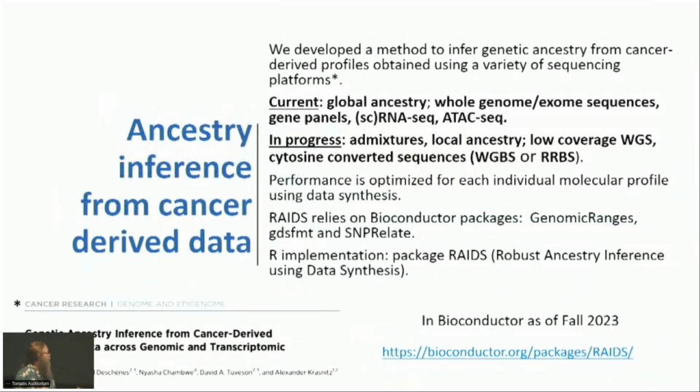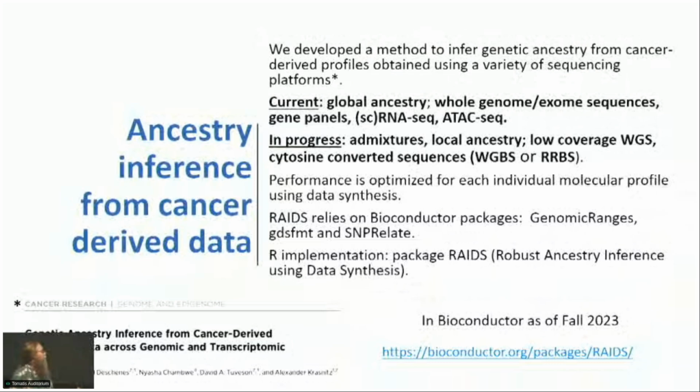So we developed a method to do this kind of inference. We published it in Cancer Research in 2023. And currently, the RAIDS package is in Bioconductor. It's called global ancestry, continental ancestry, for whole genome and exome sequence, gene panels, RNA-seq, single-cell RNA-seq, and ATAC-seq. We are working now on the next release to include ADMIXTURE, and probably later local ancestry, low coverage whole genome, and cytosine-converted sequence like for methylation.